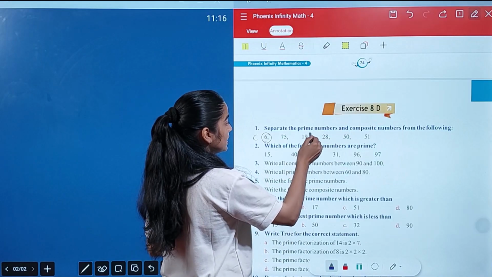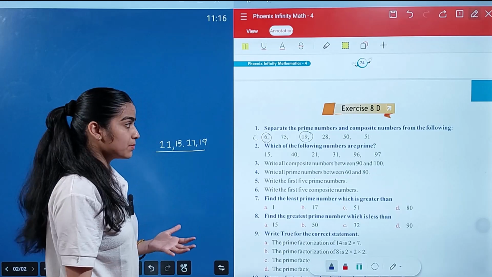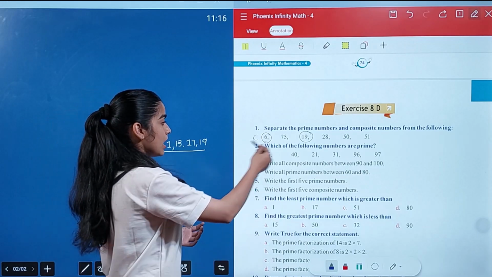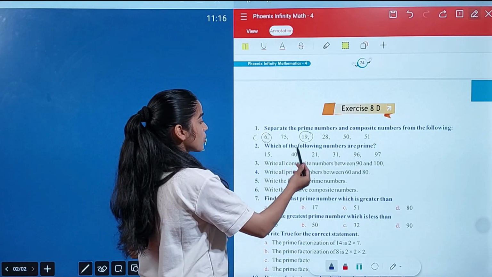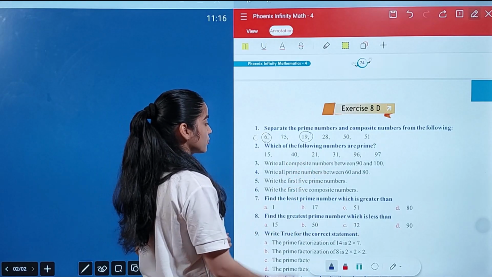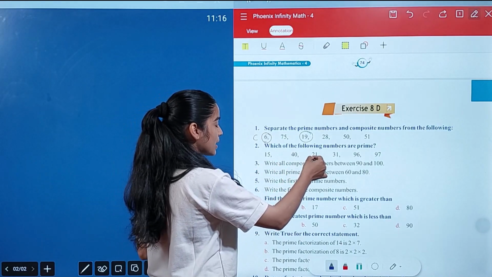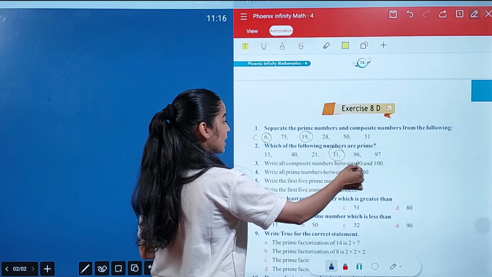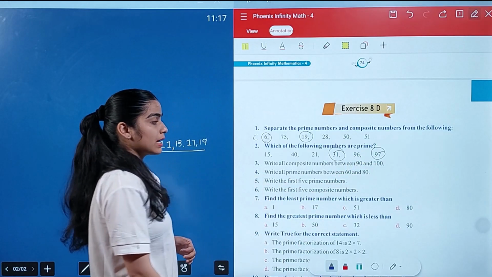Now 19 is a prime number. So in such a way you can easily find out the prime numbers and composite numbers among the following numbers. Now which of the following numbers are prime? So 15 is a prime? No. 40 is a prime? No. 21 is a prime? No. 31 is a prime. 97 is a prime. Now write all composite numbers between 90 and 100.